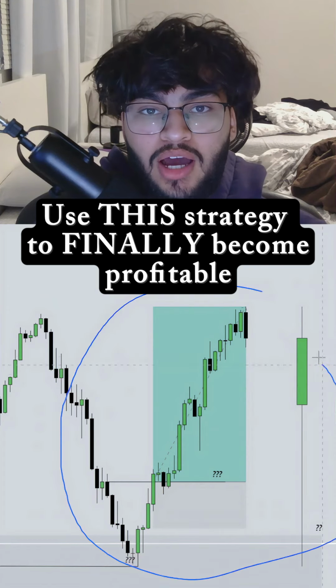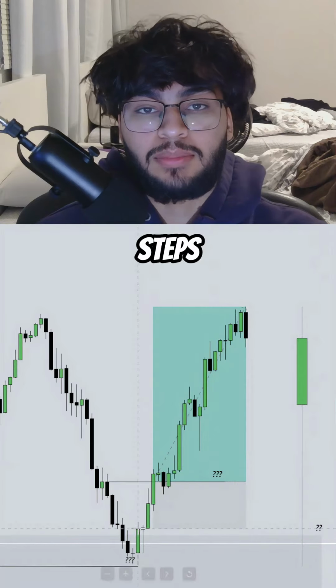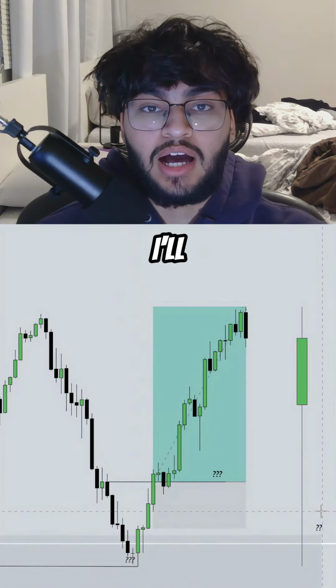Once I paired this lower time frame entry model with my PO3 foundation, I became profitable. There's only 3 simple steps in this lower time frame entry model. In the next minute, I'll teach you those 3 steps.